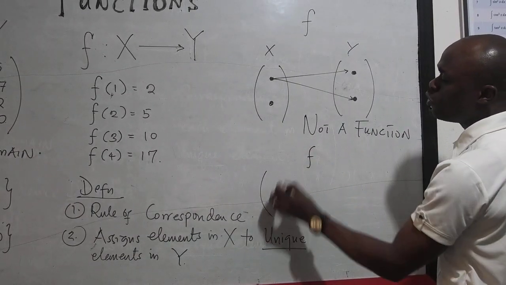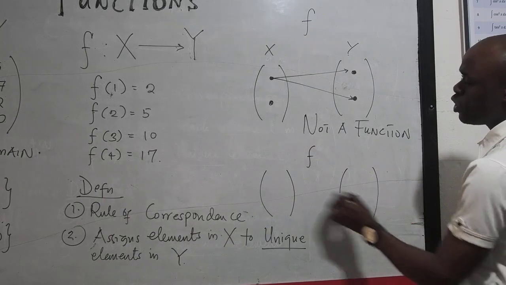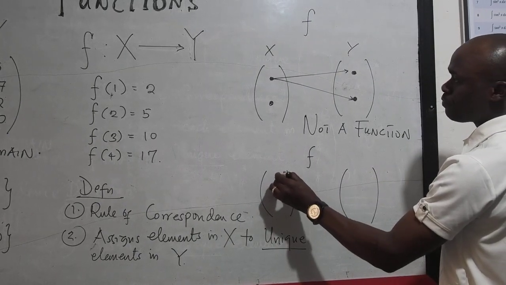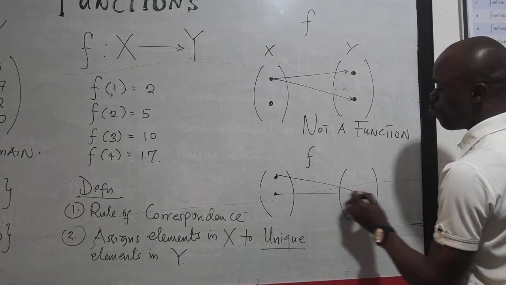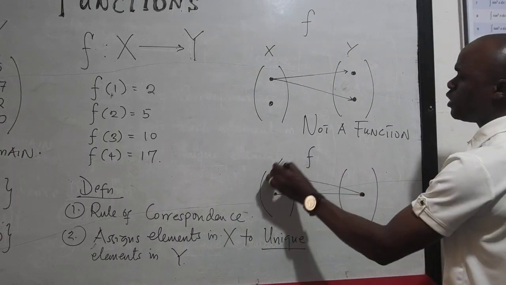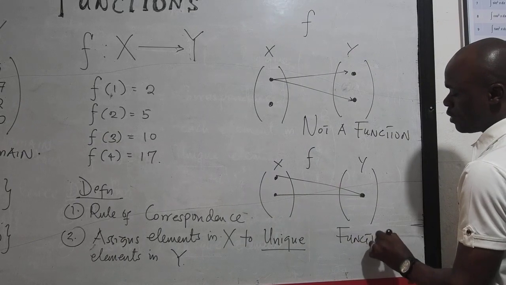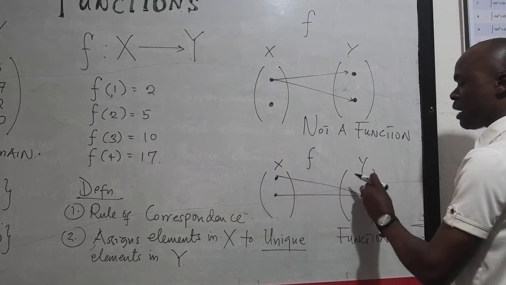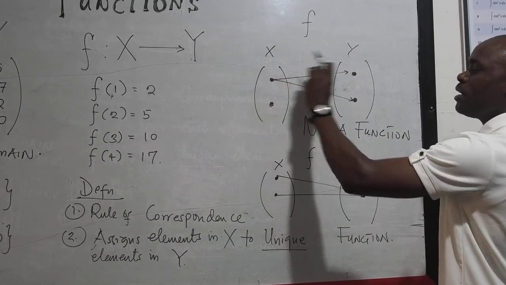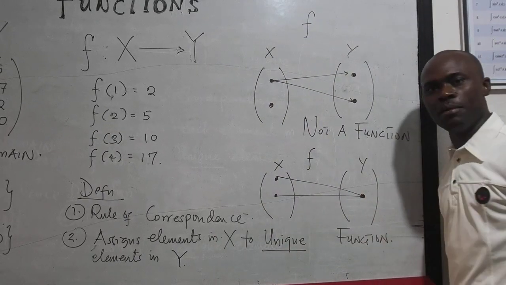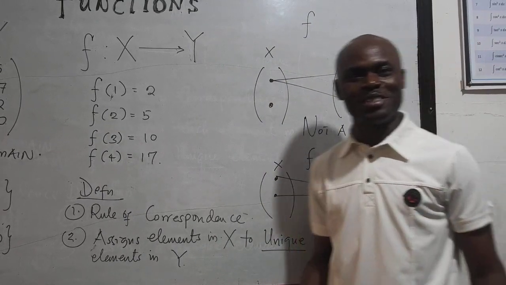But it is possible for you to have 2 elements being mapped to 1 element here. That is very possible. This is X and this is Y. So this is a function. Take note that 2 elements can be mapped to 1 element, but 1 element cannot be mapped to two elements.